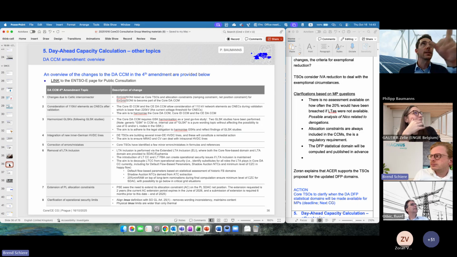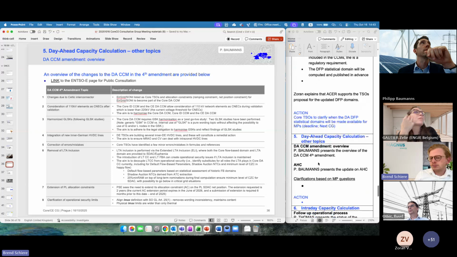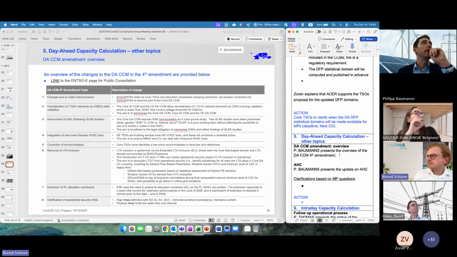We have on this slide all the changes listed. It's the GLSK, it's a Polish allocation constraint, mainly removal of LTA. The public consultation is ongoing, so maybe it would be a fine way forward to use the public consultation to acquire feedback on that.